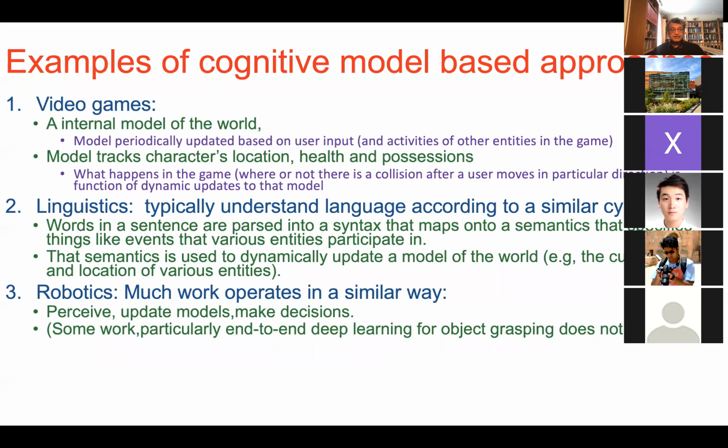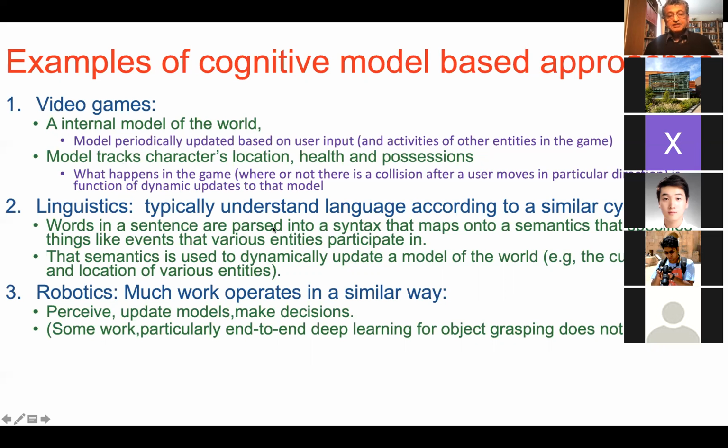Examples of cognitive model-based approaches. Video games have an internal model of the world, and the model is periodically updated based on user input. The model tracks a character's location, health, and possessions, and what happens in the game, whether or not there's a collision and so on, in a function of dynamic updates of models. So in video games, there is an internal model of the world present. It's an example of a cognitive model-based approach. Of course, some video games are based on deep learning.